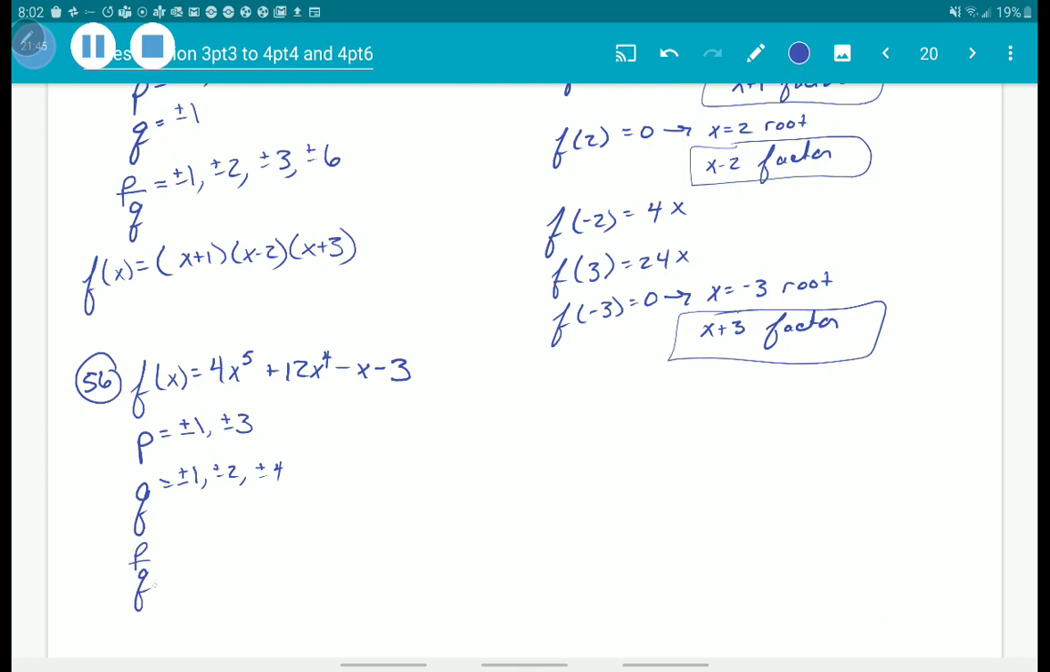So our PQ list is going to take every P and divide it by every Q. So we're going to have 1 divided by 1, 1 divided by 2, 1 divided by 4, 3 divided by 1, 3 divided by 2, and 3 divided by 4. So we have quite a few here. Now let's see which ones work. So we're going to use our calculator. Type this guy into your calculator.